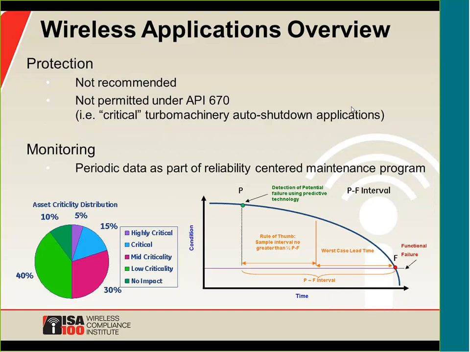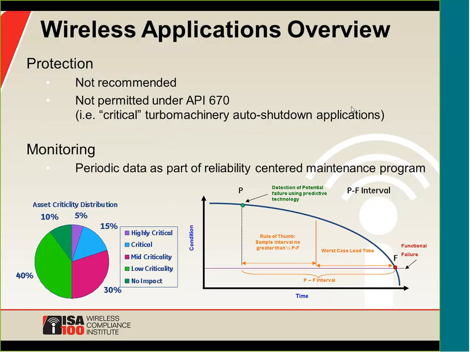Where would we apply wireless and where wouldn't we apply wireless? In its current state today, wireless is not a good candidate for protection systems for several reasons. And in addition, it's not permitted under one of the API 670 notes where critical turbo machinery requires automatic shutdown, wireless would not be a candidate for that. Where it is a candidate is where periodic data as part of an overall program has high value.